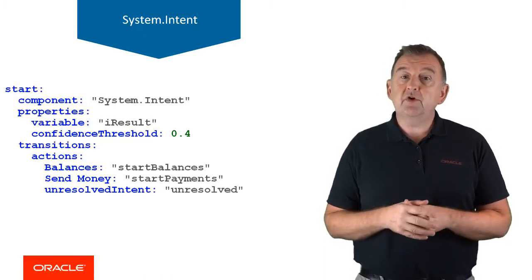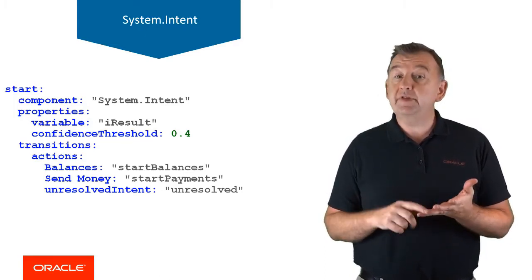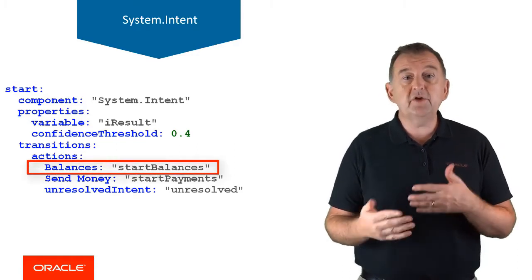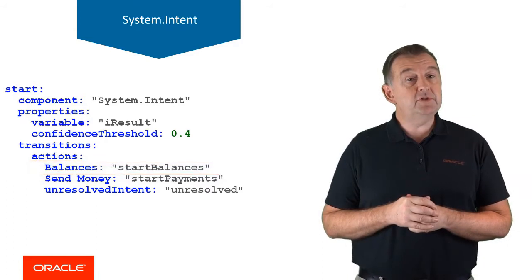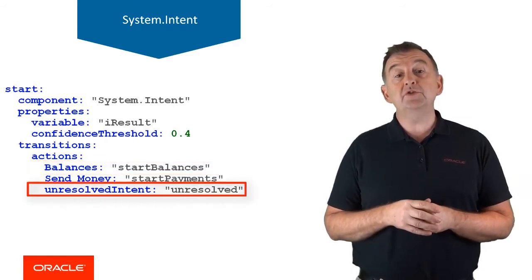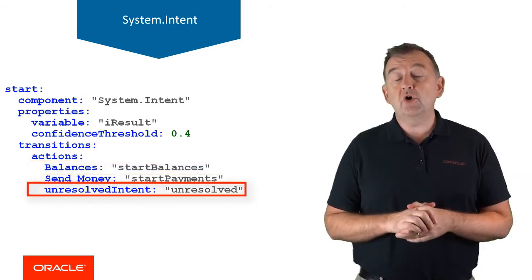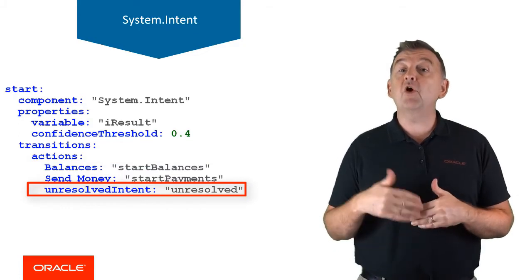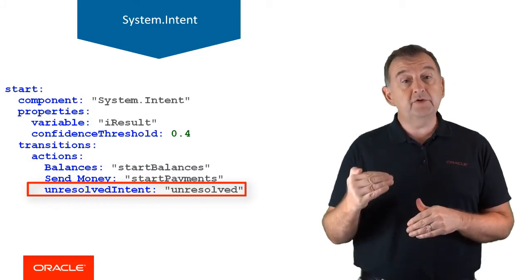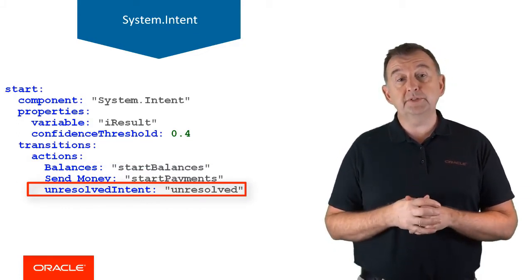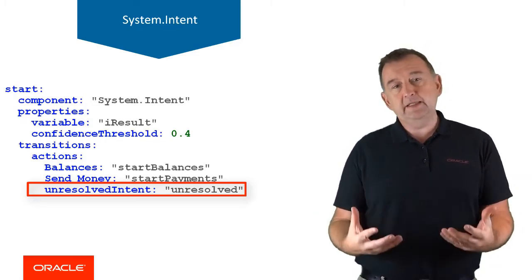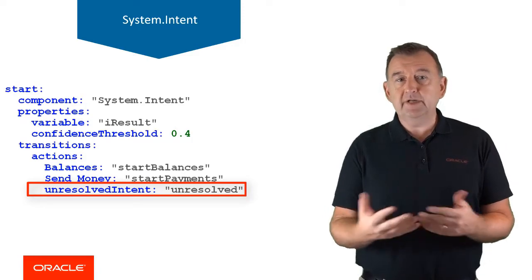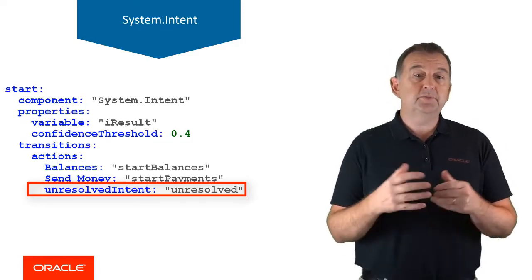Navigation actions are based on the resolved intent, so if the input resolves to balances, then the conversation navigates to start balances. There's also a navigation option called unresolved intent, and this option is called when no intent could be determined with a confidence level above the value defined for the confidence threshold property. And this gives you a really nice, neat way of gracefully handling a failure, maybe "Sorry, I didn't understand you," or "Do you want to speak to a human agent?"